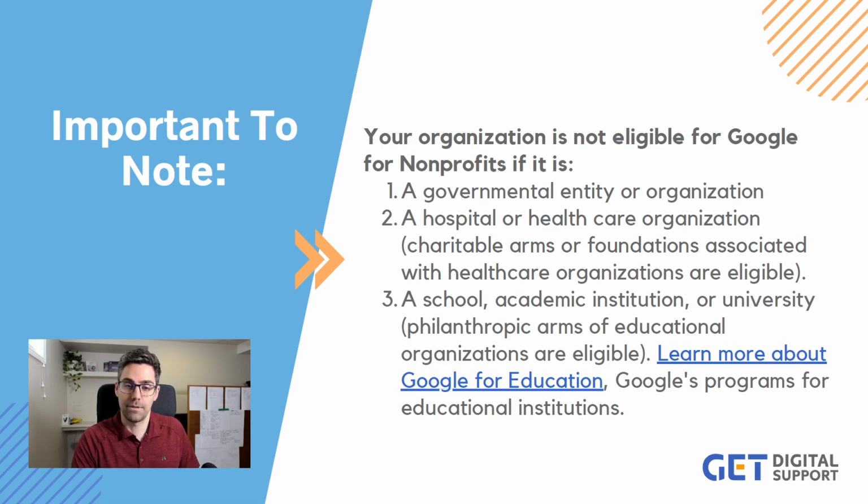One thing important to note with regards to eligibility is that you're not eligible if you are a governmental entity or organization, if you are a hospital or healthcare organization. However, charitable arms or foundations associated with healthcare organizations are eligible. So keep that in mind. And then schools and academic institutions or universities are not eligible. Although, again, the philanthropic arm of educational organizations are eligible. But if you are a school or educational institute, they do have a program specifically for those industries, so check that out instead.